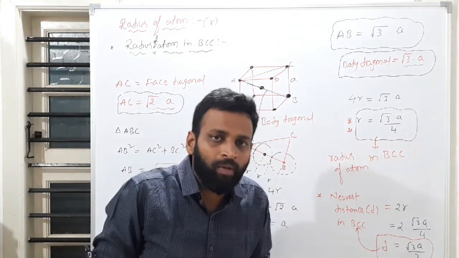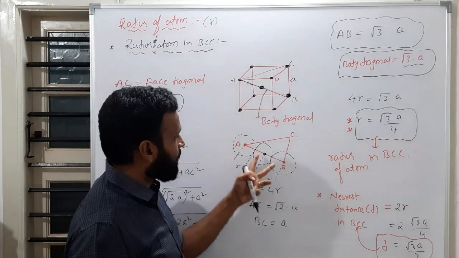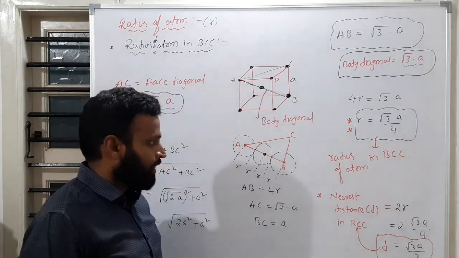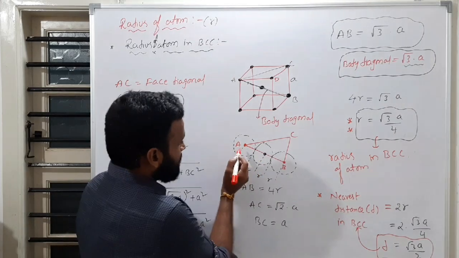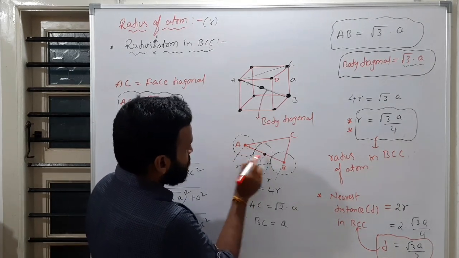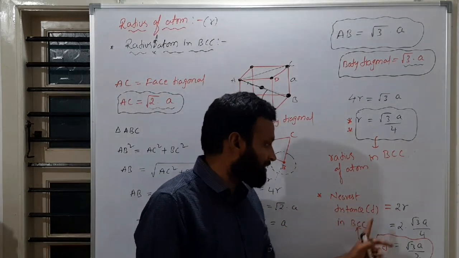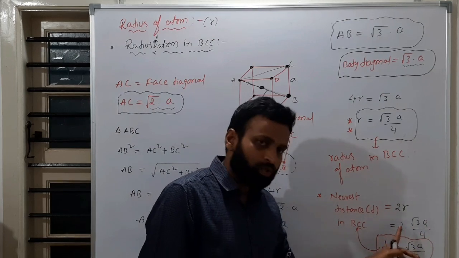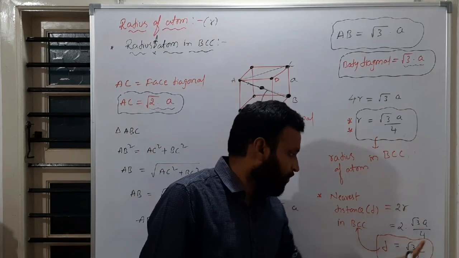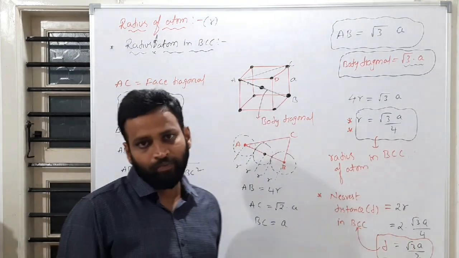Nearest distance between whom? Between two atoms. Nearest distance between these two means this one and this one. So nearest distance means here to here. So this is r and this is r. So 2r is equal to the nearest distance, or not? So nearest distance in BCC is equal to 2r, so 2 into root 3a by 4. So distance is equal to root 3a by 2.